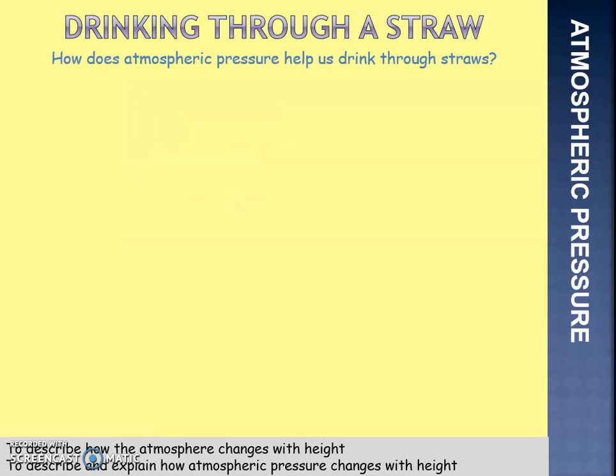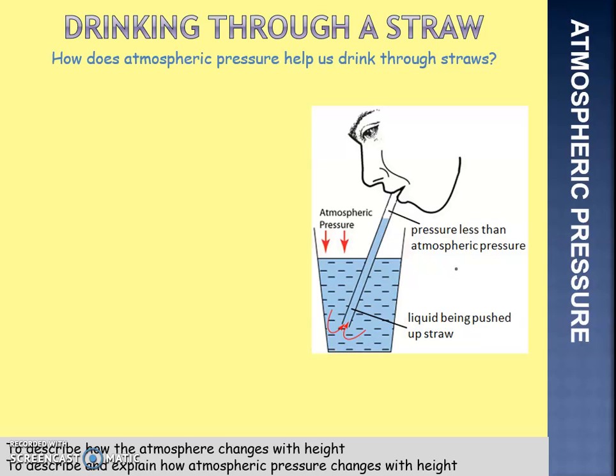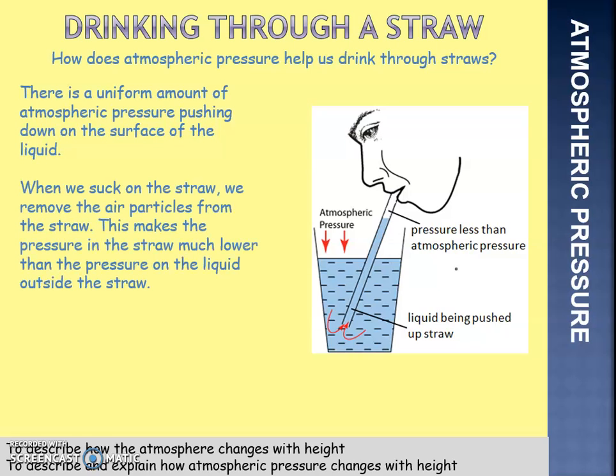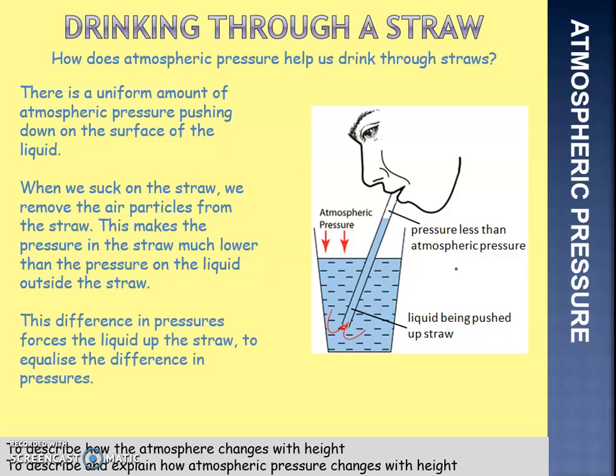Okay, how does atmospheric pressure help us drink through straws? You can see from the picture there, atmospheric pressure is pushing down on the surface of the liquid. So there's a uniform amount of pressure pushing down on the surface of the liquid. When we suck on the straw, we remove air particles from the straw. This makes the pressure in the straw much lower than the pressure on the liquid outside the straw. This difference in pressures forces the liquid up the straw to equalise the difference in pressures.